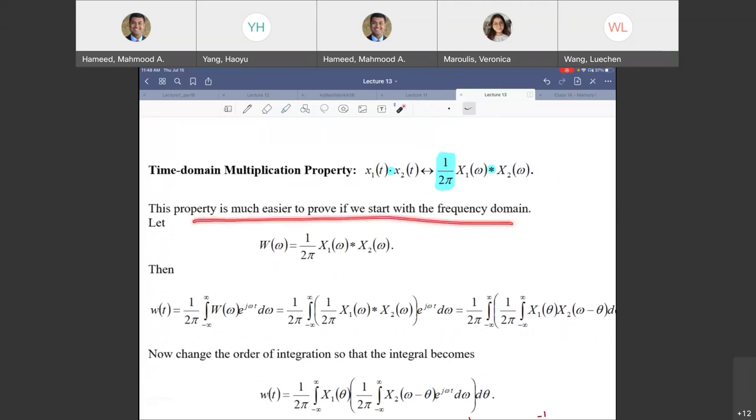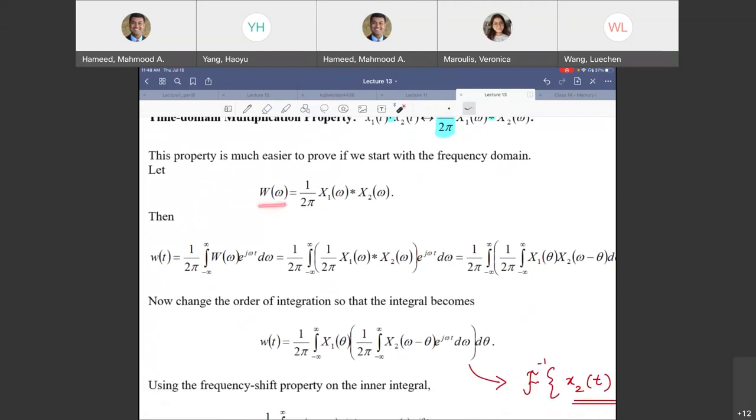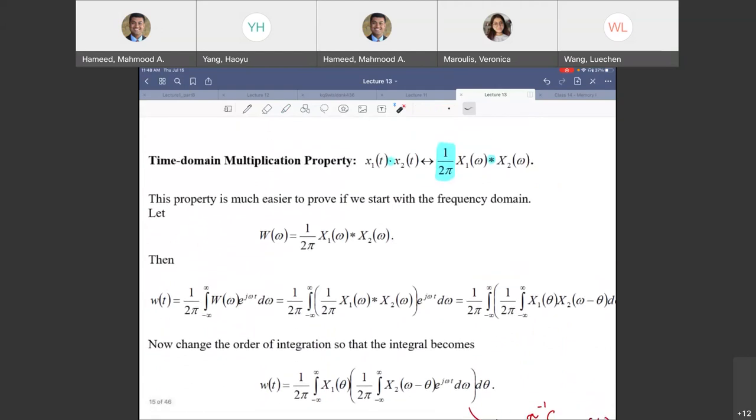This property is much easier to prove if we start with the frequency domain. So if you start with the frequency domain, you have some function in frequency, capital W of omega, which is 1 over 2 pi X1 of omega convolved with X2 of omega. Remember, we are convolving two signals in the frequency domain. It's still a continuous convolution, but instead of t and tau, we will have omega and some other variable, theta.